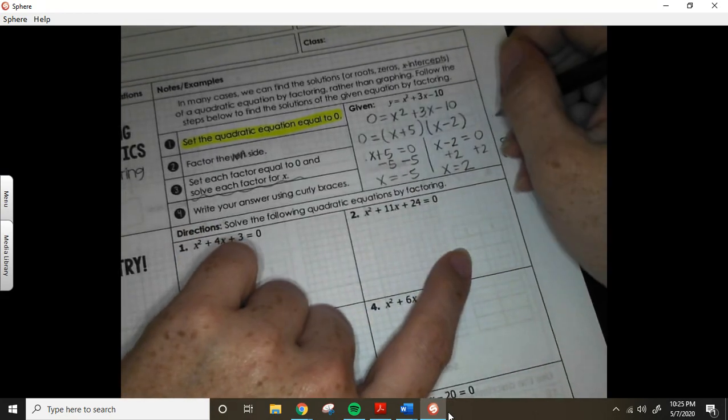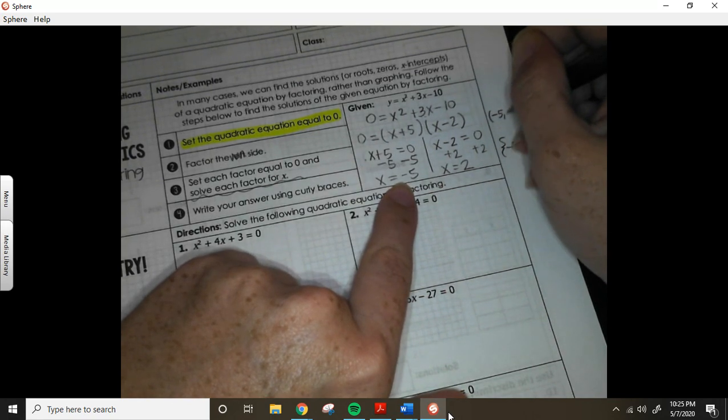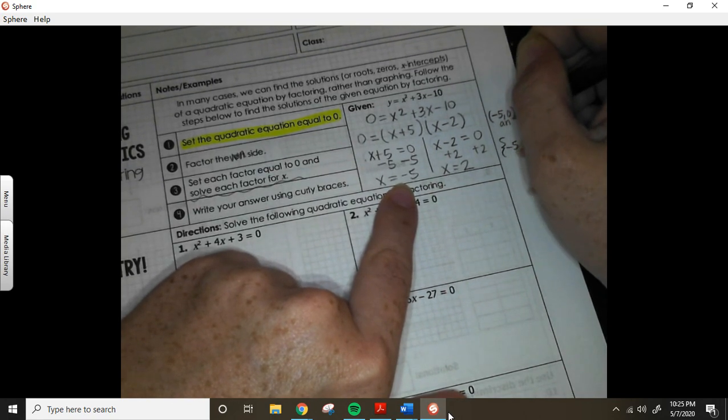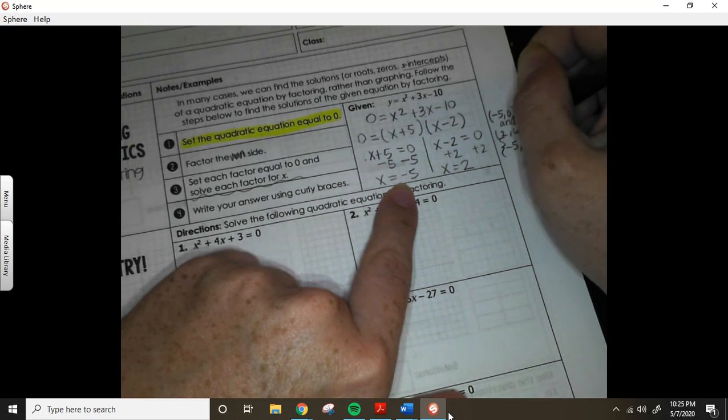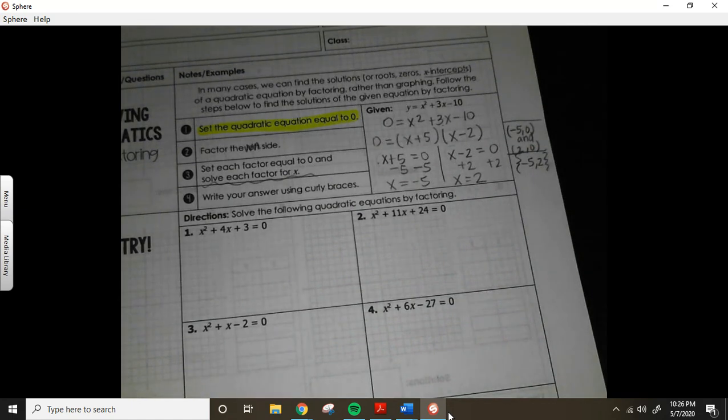We could also write these as coordinates. The x-intercept is when y equals 0, so we can do negative 5, 0 and 2, 0. This is the more accepted way, but if you wanted to write them as points, you could also do that.